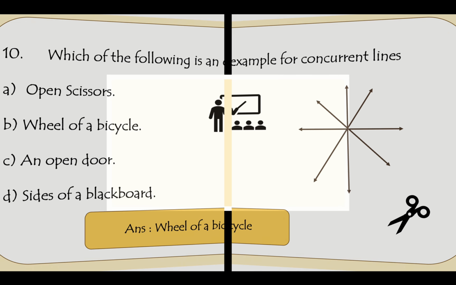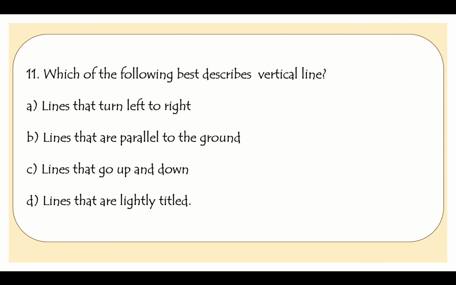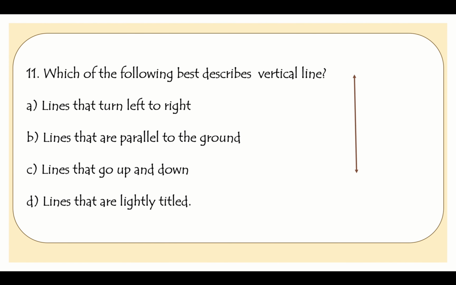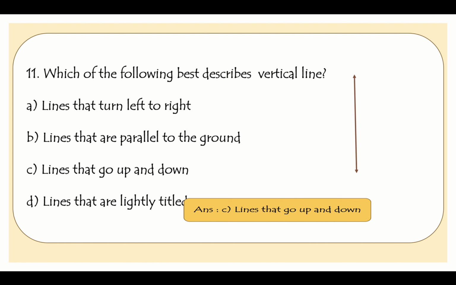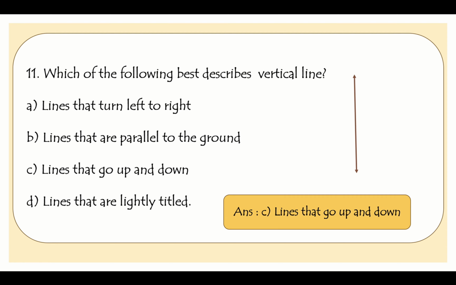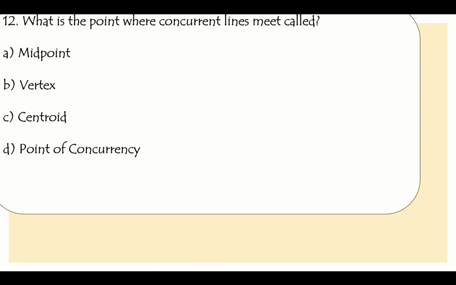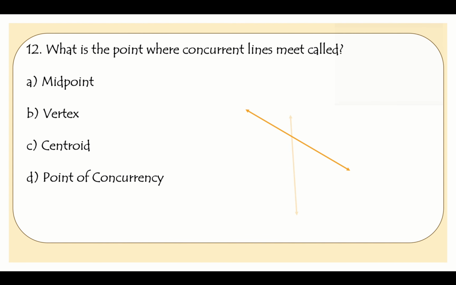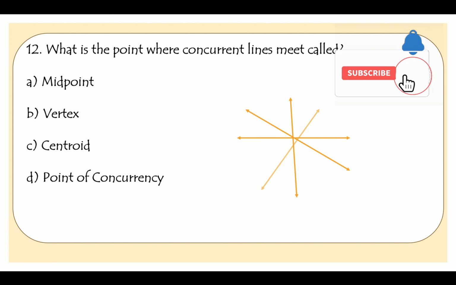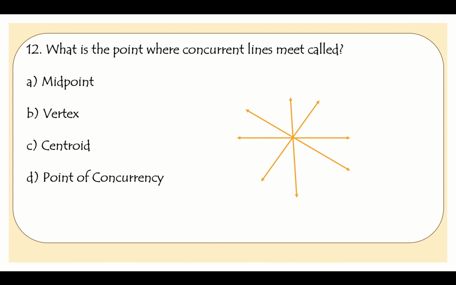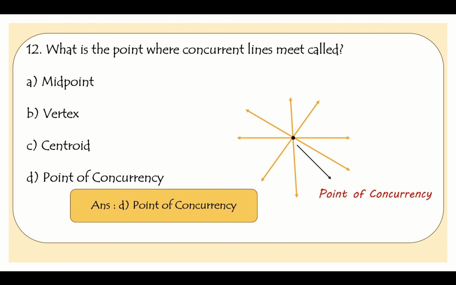My next question is, which of the following best describes a vertical line? Lines that turn left to right, lines that are parallel to the ground, lines that go up and down, lines that are slightly tilted. If you observe the straight line, it is extending towards up and down. So my answer is, the lines that go up and down are vertical lines. My next question is, what is the point where congruent lines meet called? Midpoint, vertex, centroid, point of congruency. If three or more lines pass through one point, then those lines are called congruent lines, and the point is called point of congruency. So the answer is point of congruency.